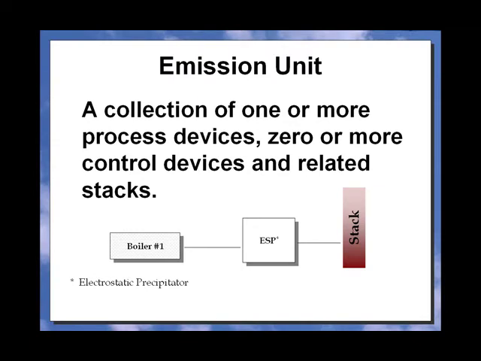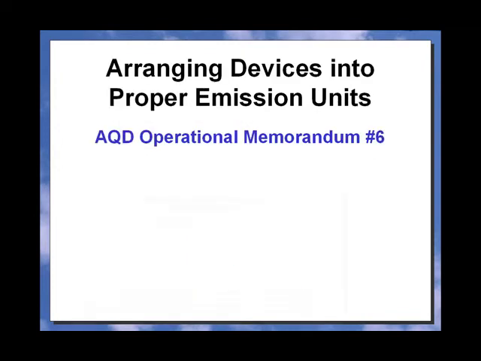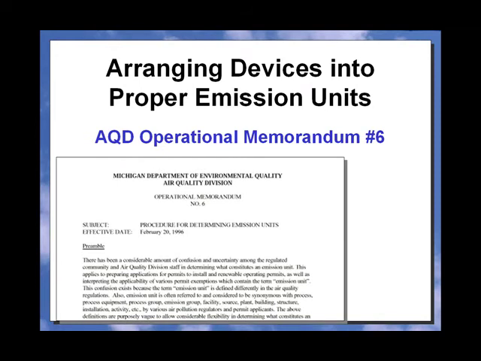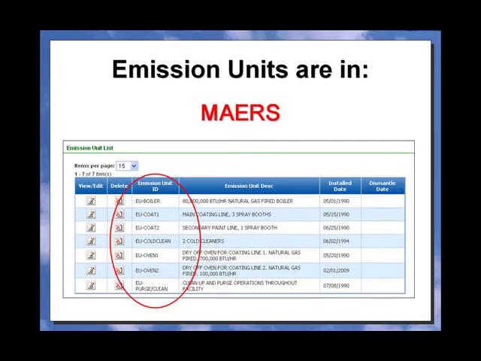An emission unit also may be as simple as a standalone degreaser. That is just one process device. The Air Quality Division's Operational Memorandum Number 6 contains guidance on how to put all your devices into the proper emission unit groupings. Most of you will not have to worry about identifying emission units though, because this has already been done for you. If you've submitted a MAERS report in the past, all of your emission units will already be entered into the system.